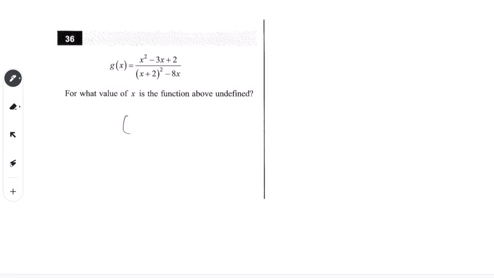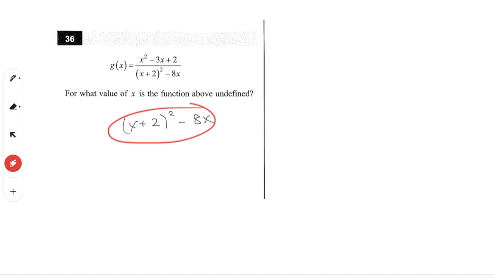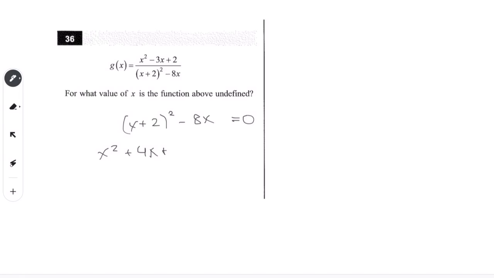So really what this question is saying is, for what value of x will this equal 0? And so we can just solve this out by distributing this first of all. And then we can combine. And now we can factor out the two values.